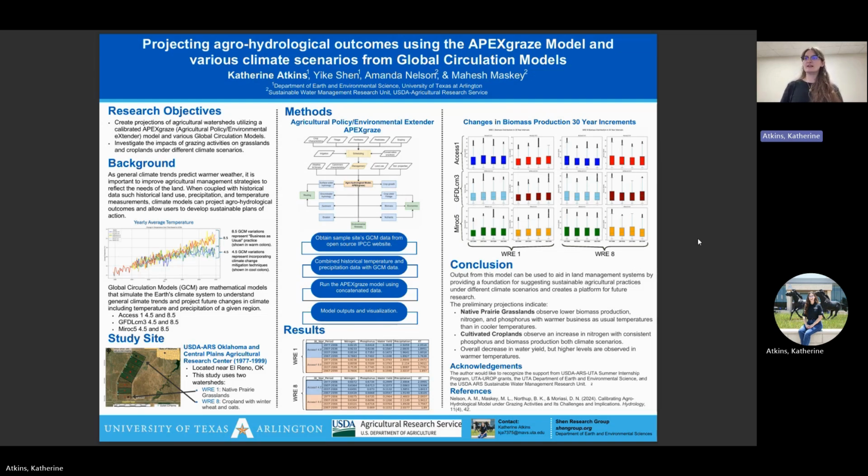So to conclude today's presentation of this poster, overall, information like this can be very useful when suggesting sustainable agricultural practices, or it can serve as a platform for future research. To summarize the data we saw, the preliminary projections indicate that native prairie grasslands observe lower biomass production, nitrogen, and phosphorus with warmer temperatures than in cooler temperatures. The cultivated croplands observe an increase in nitrogen with consistent phosphorus levels and biomass production for both climate scenarios. And then overall, there is a decrease in water yield, but higher levels of water yield, precipitation, and evapotranspiration are observed with warmer temperatures.